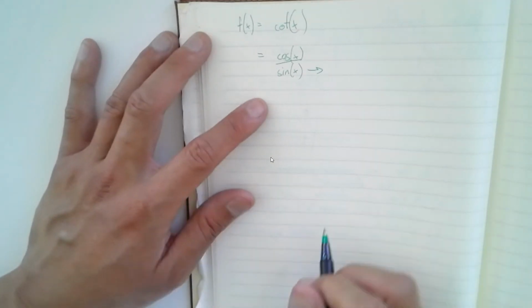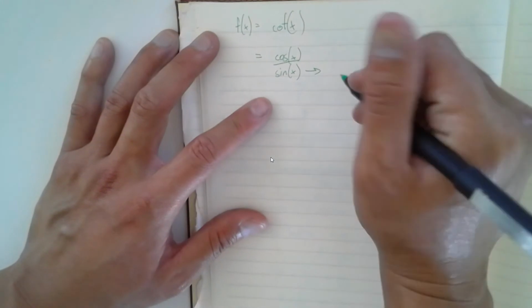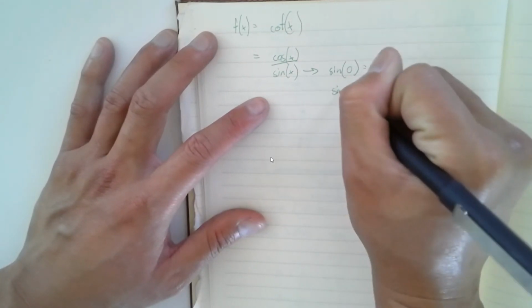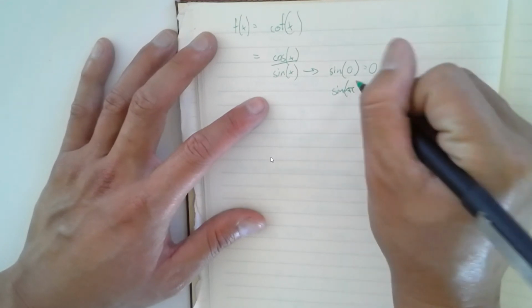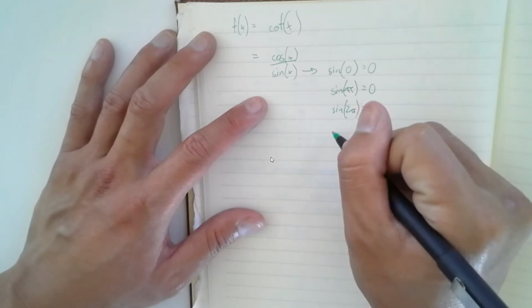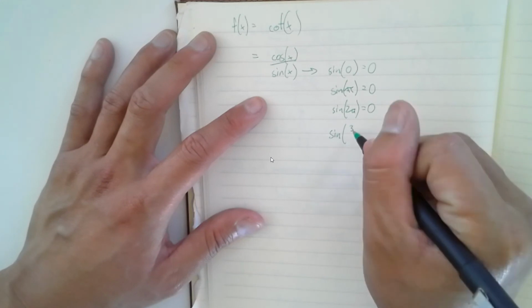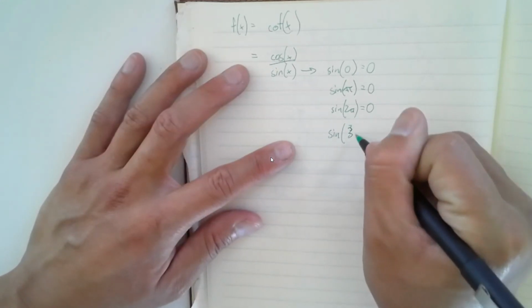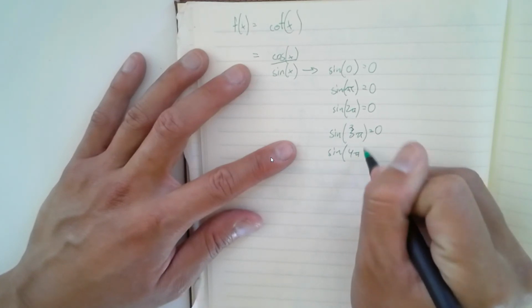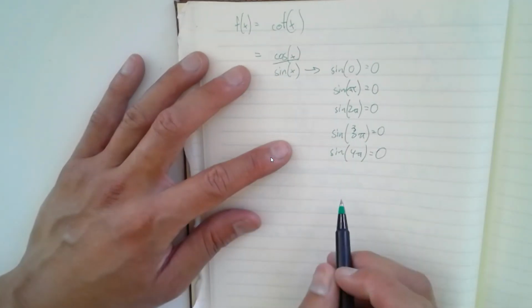Which values of sine of x will give me 0? If you think back to your unit circle, sine of 0 should give me 0. Sine of pi should give me 0. Sine of 2 pi should give me 0. Sine of 3 pi gives me 0. Do we see a trend here? Sine of 4 pi gives me 0. You might want to check your unit circle to see if that's correct, but yes, these should be.